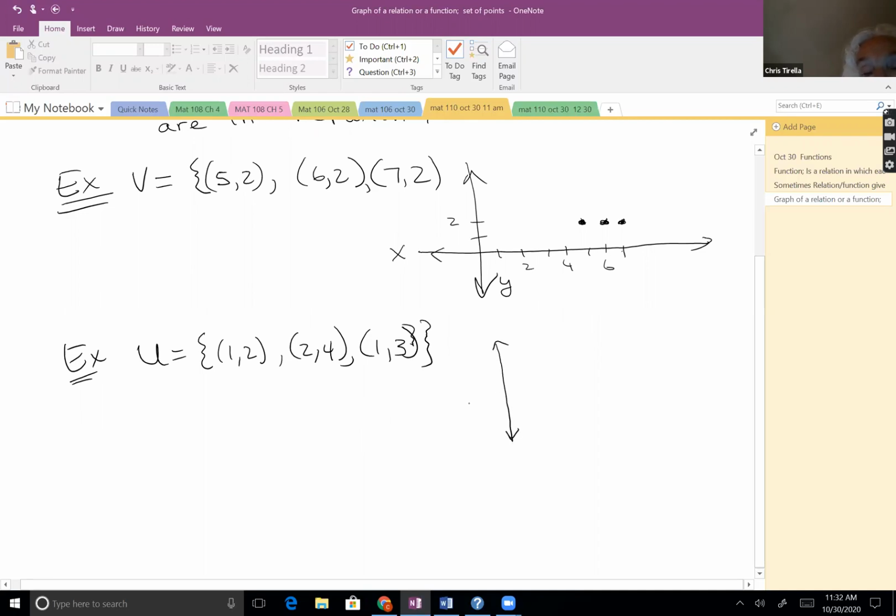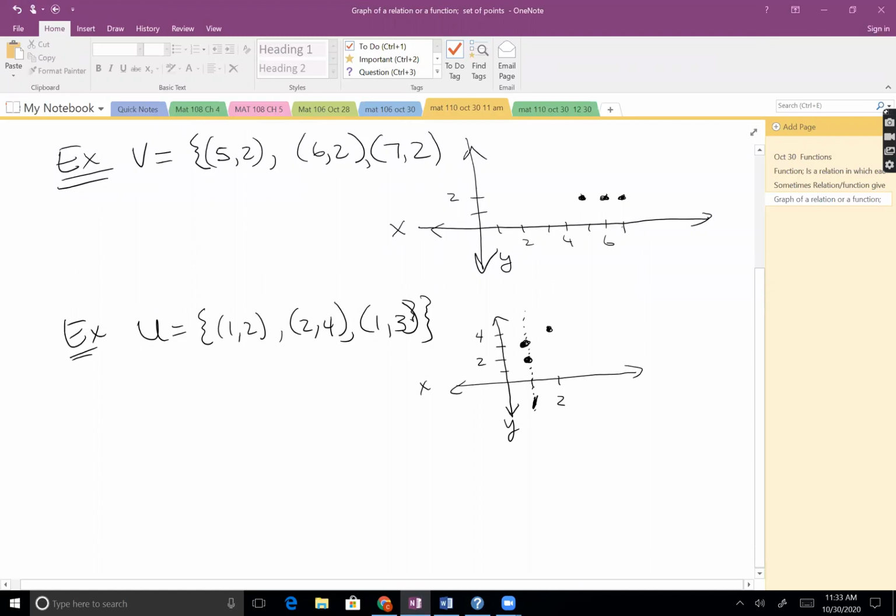As opposed to this next one, when I go to graph that, labeling my axes X, Y, my X values are only 1 and 2. My Y values go up to 4. So I have the point (1, 2), (2, 4). And also I have the point (1, 3). And as I look at this graph, if this were on a graph paper grid, would it be obvious that those 2 points lie on the same X value 1? Yeah. And that gives us, if we've got a picture in front of us, an easy way of determining whether something is a function or not.